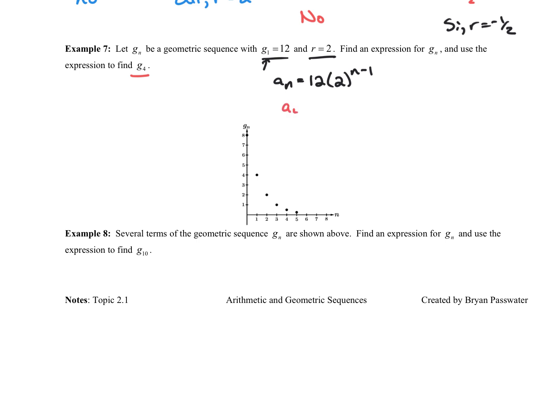And so I'm going to find g of 4 by just substituting it in. So now I have 2 to the power of 4 minus 1. Well, what is 4 minus 1? 3. 2 to the power of 3 is 8. 8 times 12 is 96. Very good, guys. So we got 96 for our a sub 4. All right, and now let's look at example 8.